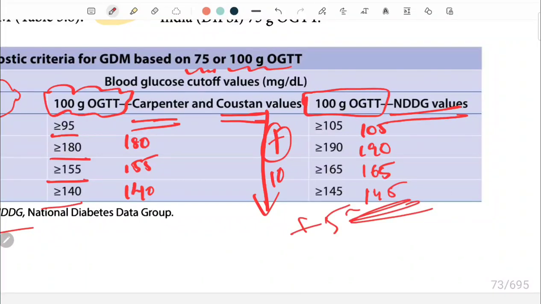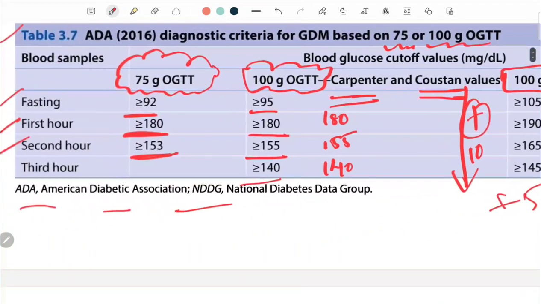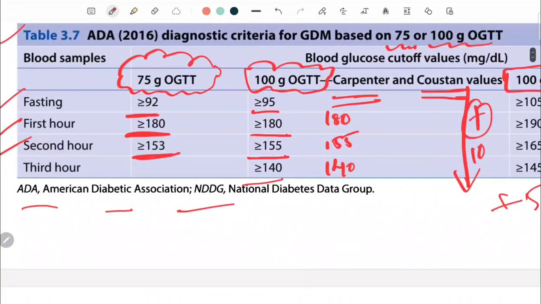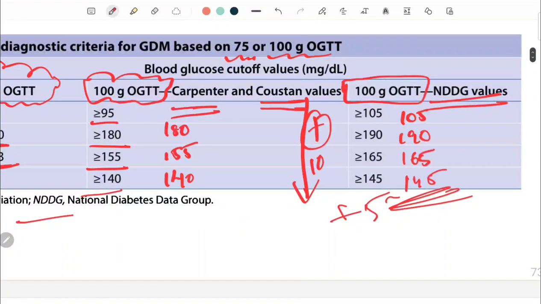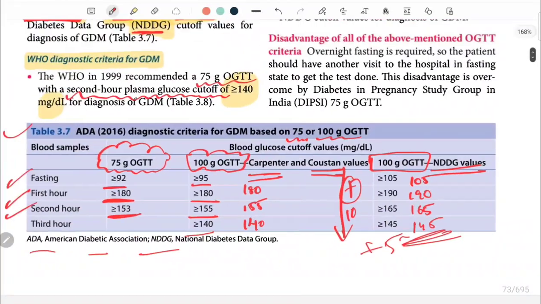So very simple. The first is the 75 gram OGTT, just 3 values to be remembered: 92, 180 and 153. Carpenter and Coustan is 95, 180, 155 and 140. Just add 10 for the NDDG value, that is 105. Then 180 plus 10, 190, 155 plus 10, 165. And 140 becomes 145.